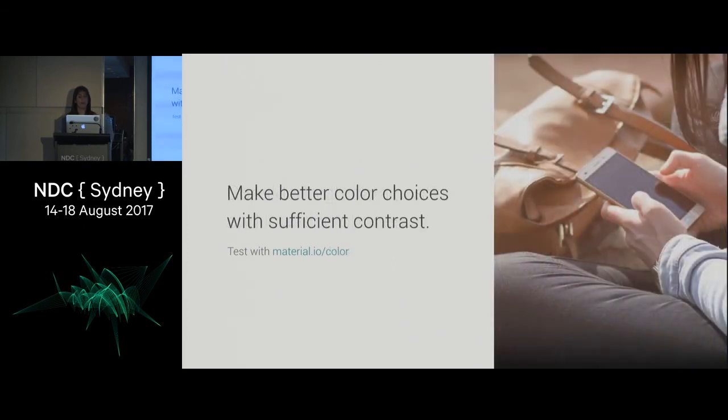Also, make better color choices. Since your PWA is going to be used anywhere, it could be used outdoors too. And people with low vision don't really have good vision in outdoor uses. So make sure you're using sufficient contrast. You could also use colorblind simulation filters. You could test the colors for colorblind people on material.io/color.